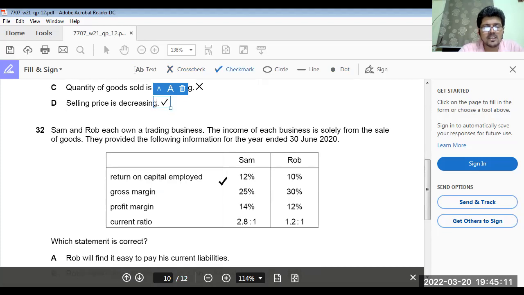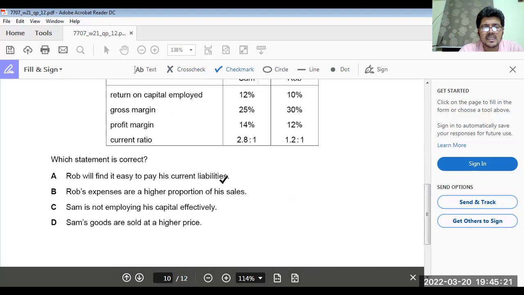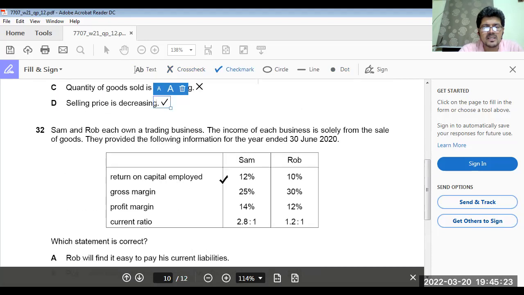Okay. Sam and Rob each own a trading business. The income of each business is solely from the sale of goods. They provide the following information for the year ended 30th June 2020. Sam, return on capital employed 12%. Rob, 10%. Gross margin 25%, 30%. Profit margin 14%, 12%. Current ratio 2.8 to 1, 1.2 to 1.